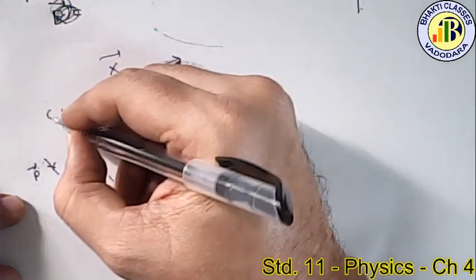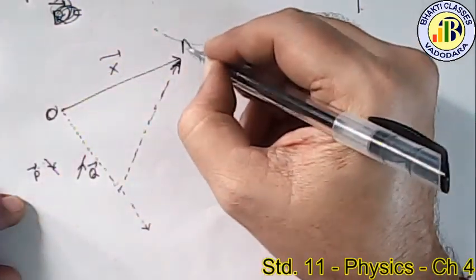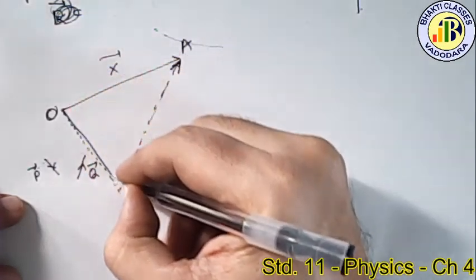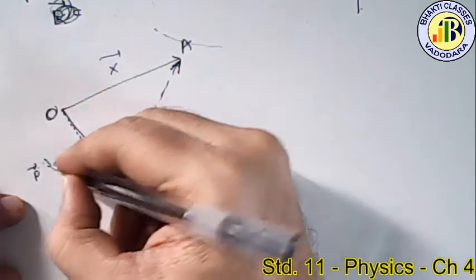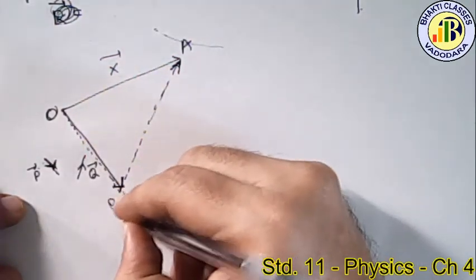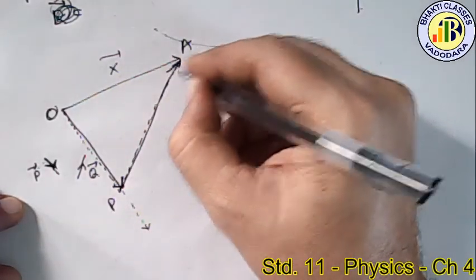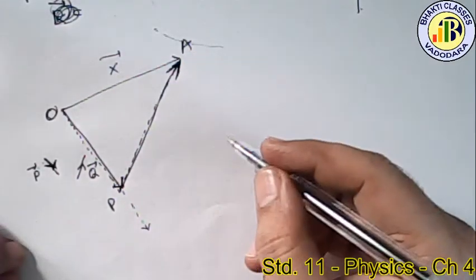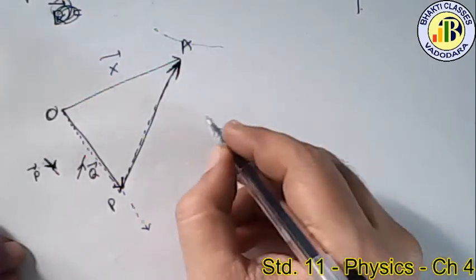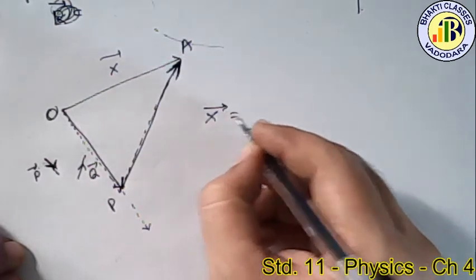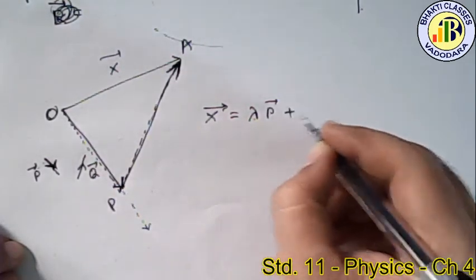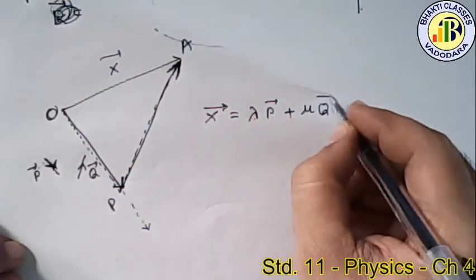So suppose this is OA. OA is vector x. Then OP, which is in direction of P, and PA, which is in direction of Q, is the resolution of vector. So हम क्या लिख सकते हैं? Vector x is lambda times of P plus mu times of Q.